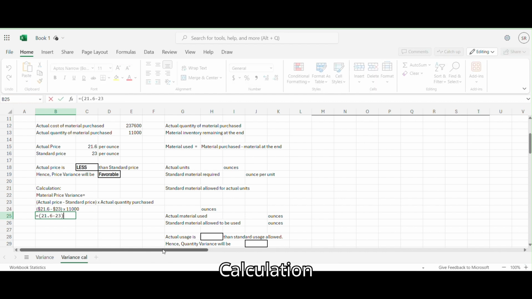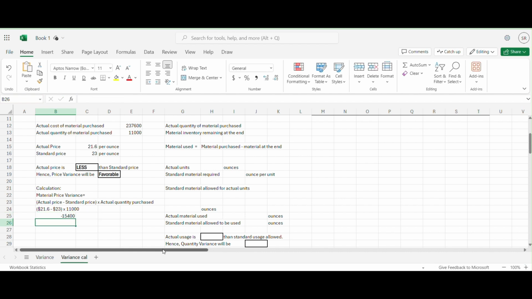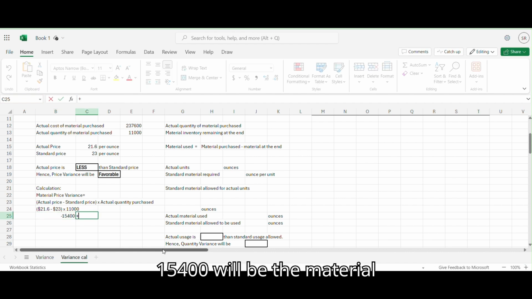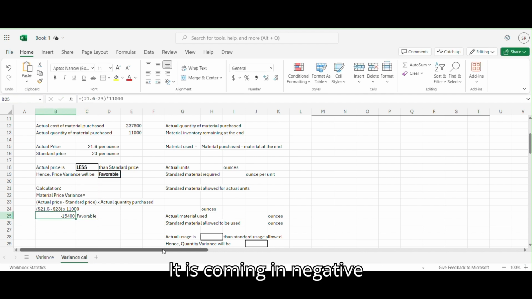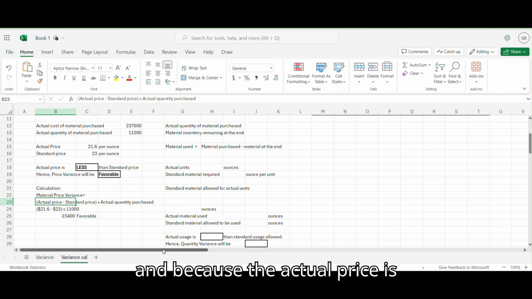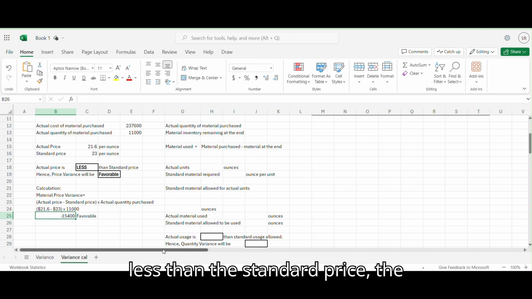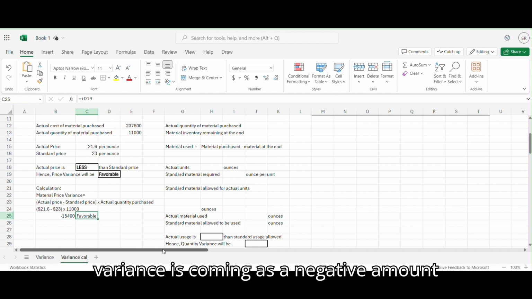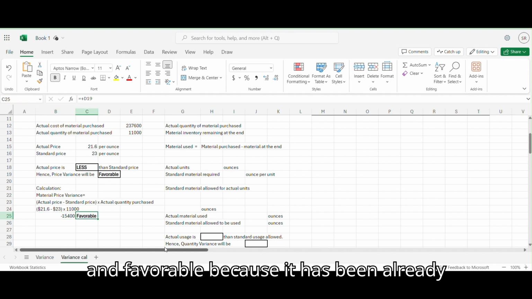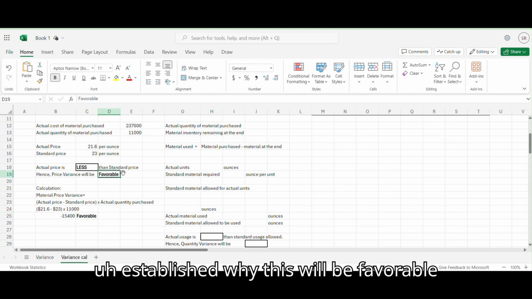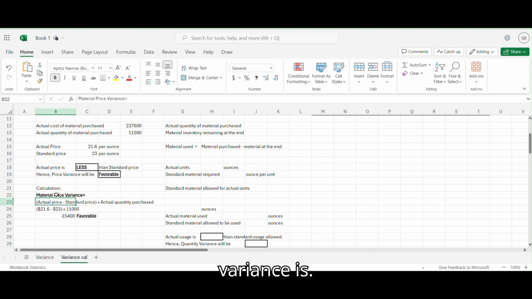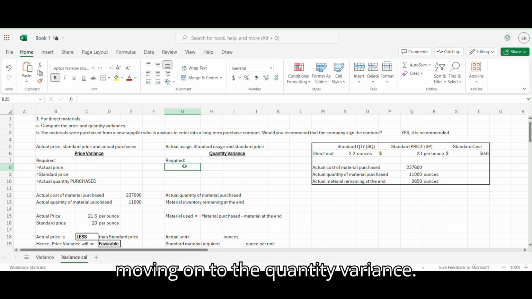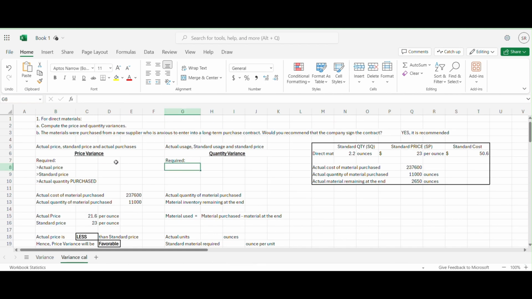Quickly do the calculation. So 15,400 will be the material price variance, a favorable one. It is coming in negative, because the actual price is less than the standard price, the variance is a negative amount, and favorable, because it has already been established why this will be favorable: actual price is less than standard price. So material price variance is 15,400 favorable. Now moving on to the quantity variance.